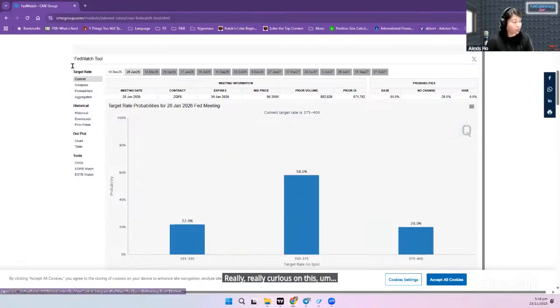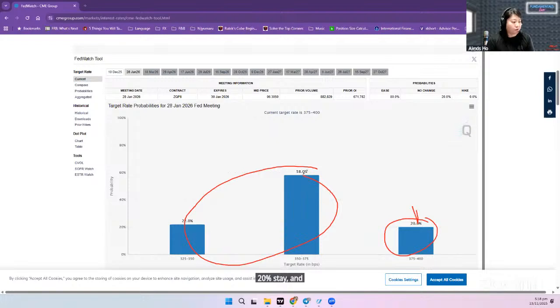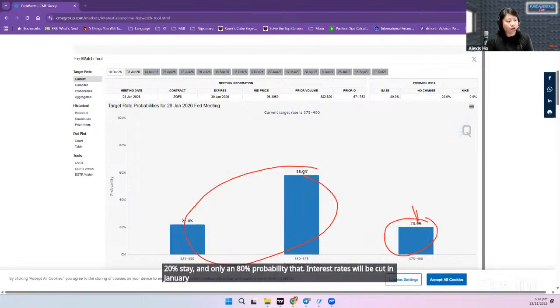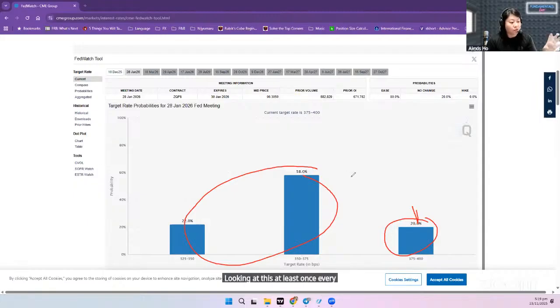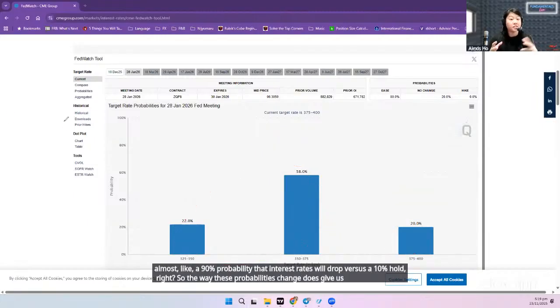And of course, 29th January, it's a little bit more mixed. You can see that 20% stay and only an 80% probability that interest rates will be cut in January. And if you have followed this CME, if you like fundamentals, I do recommend looking at this at least once every 2 weeks. Because if you have seen this in the last couple of months, it was almost like a 90% probability that interest rates will drop versus a 10% hold, right? So the way these probabilities change does give us an indication of where sentiment is shifting.